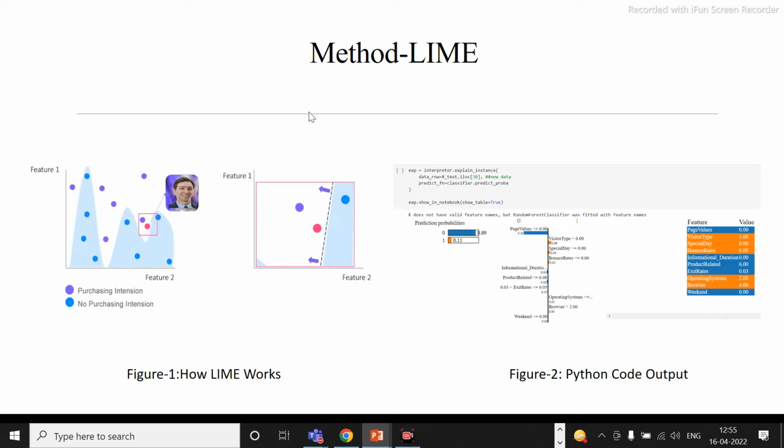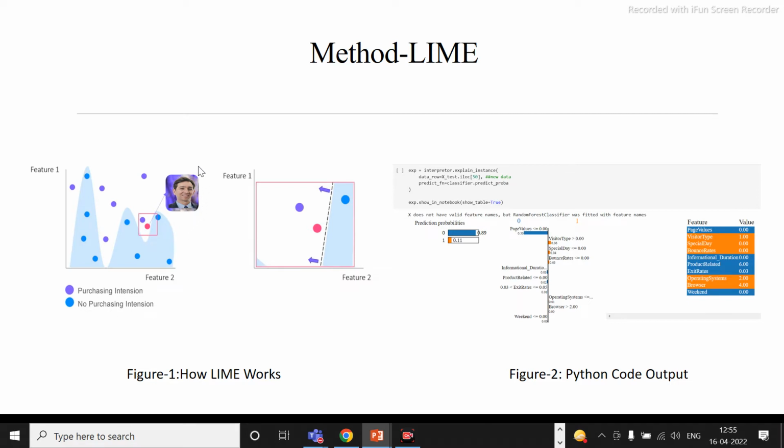Coming to the methods, I have used two methods. One is LIME and another one is SHAP. LIME is a local interpretable model-agnostic explanation, meaning it can interpret any ML models. That is why they are model agnostic. For example, there are two features, let's say visitor type and bounce rate, and we have developed different decision boundaries. For example, this is a non-linear decision boundary, and blue and dark blue are the two classes. One is purchasing intention and the other is non-purchasing intention.